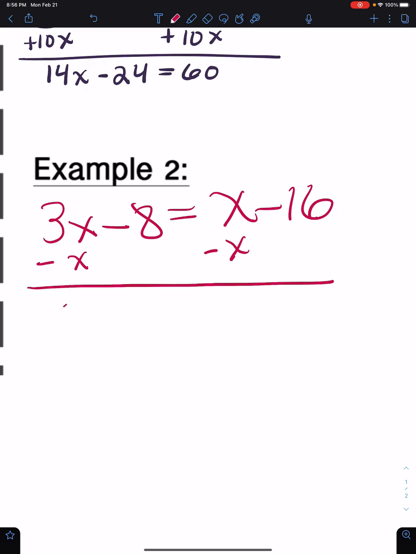So 3x minus x, of course, is just 2x. These guys cancel. X minus x is 0. And then I have a -16. Remember, I know I say it all the time, but remember that the sign goes with the number it's in front of. So don't forget that negative on the 16.